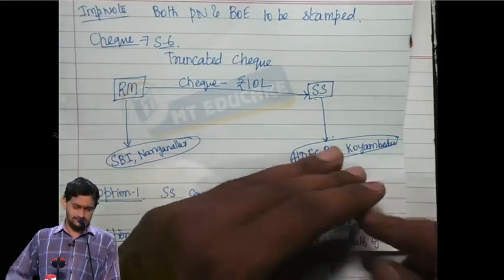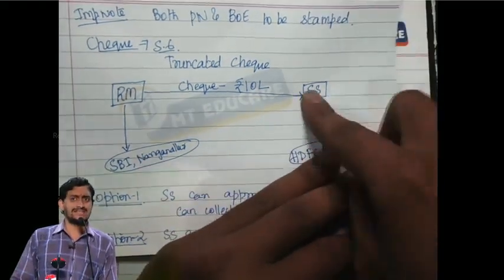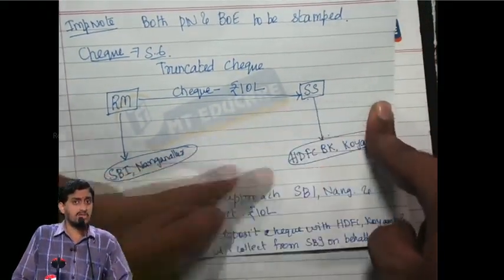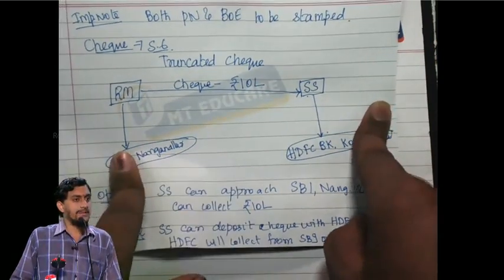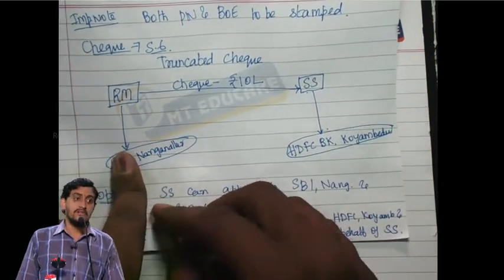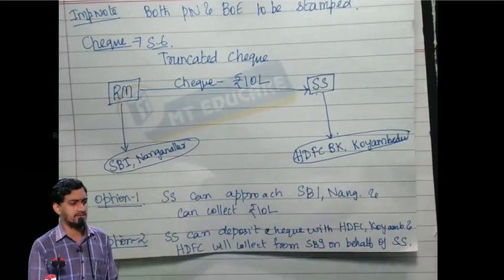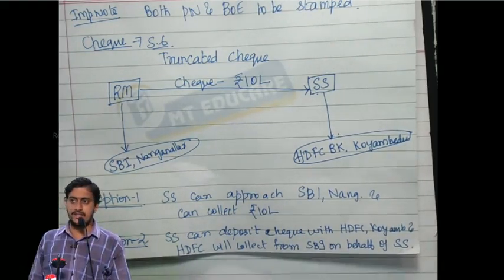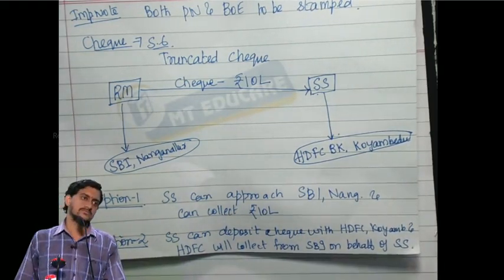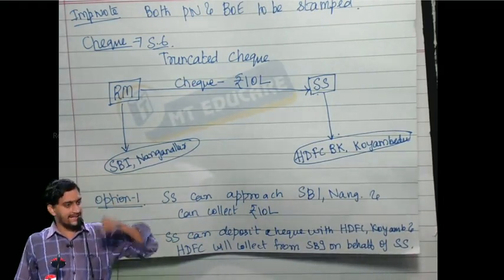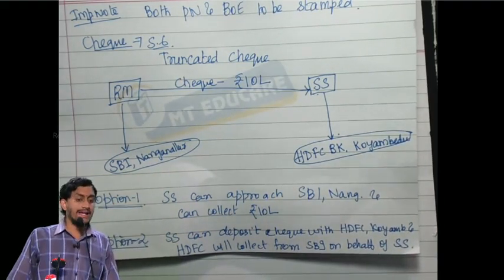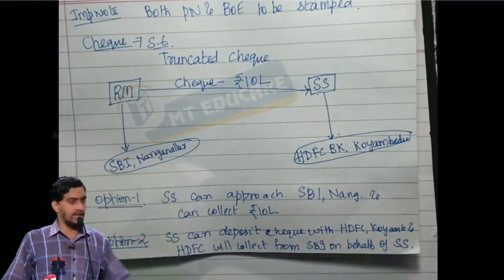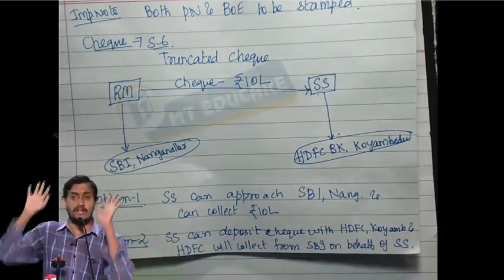Suppose SS has an account with ICICI Bank, and he sends the check for collection through ICICI Bank. Will SBI make the payment or not? Will not make the payment. A point to be understood: special crossing is also a direction. Who is giving direction to whom? The drawer is giving direction to the paying banker. Don't pay it across the counter. Pay it only through a specified banker.